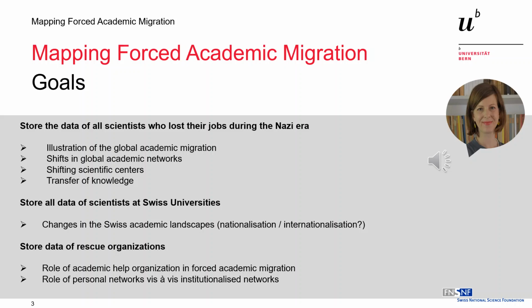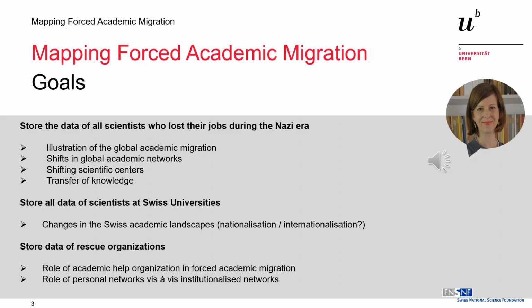We also aim to store all data of scientists at Swiss universities, not only the ones who migrated to the country, but also the ones who are already there. So to really focus on Switzerland and depict changes within the Swiss academic landscape. Can we, for instance, see a nationalization or an internationalization of the academic body? Who are the people who came? How did they change their academic fields?